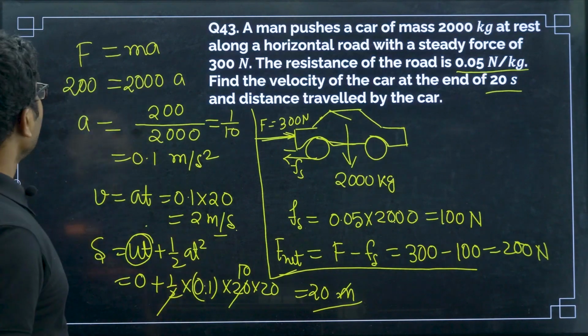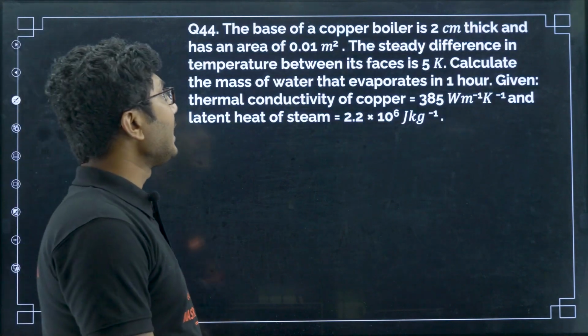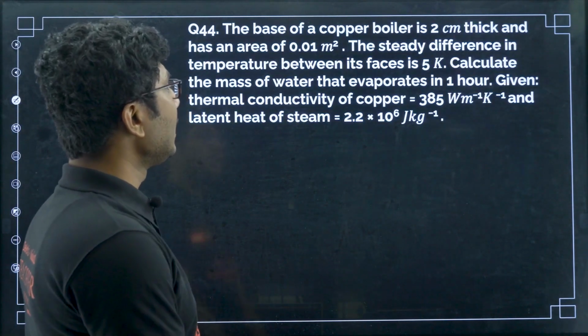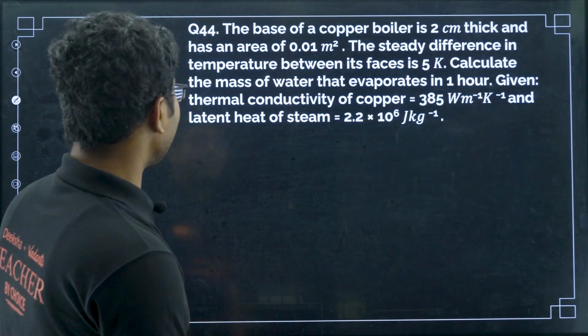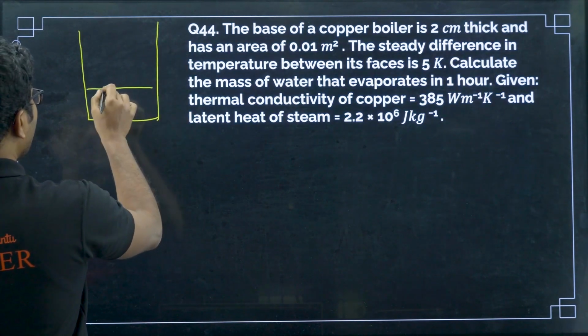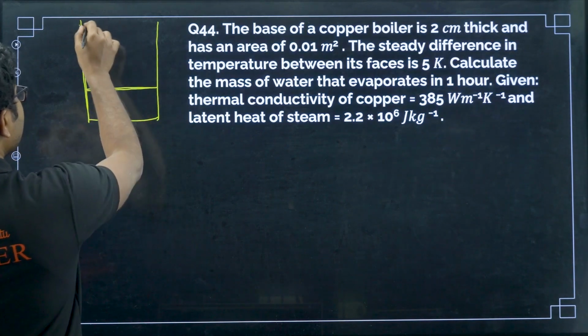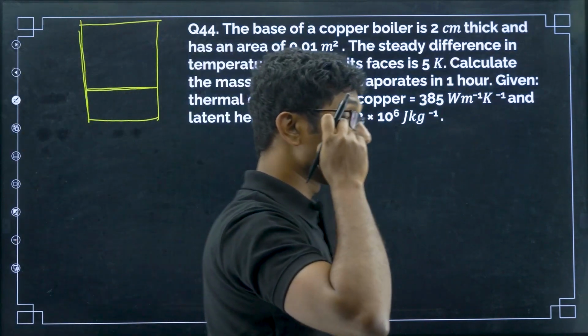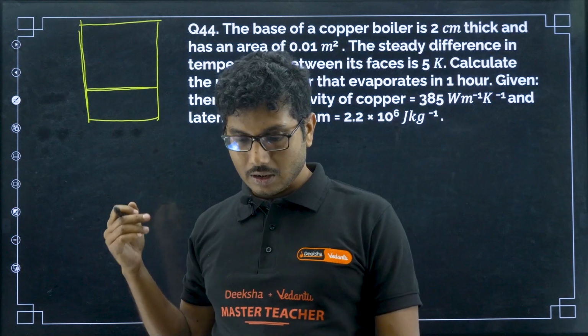Okay. Next question, the base of a copper boiler is 2 centimeter thick. Now this is a difficult question. I will give you the hint, but I will not solve it. In case you are interested, mention in the comment below. I will post it as a separate link to you.